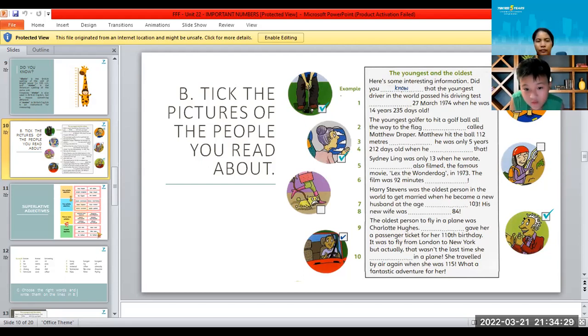Okay. It's good to fly from London to New Jersey, but actually that wasn't the last time she gets in the plane. Okay, so we have this. Number one, example. We can see some pictures, right? Those are the old pictures already. The oldest person, right? That is the oldest person that you had. Just wait for a minute.